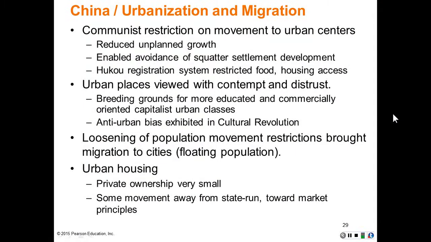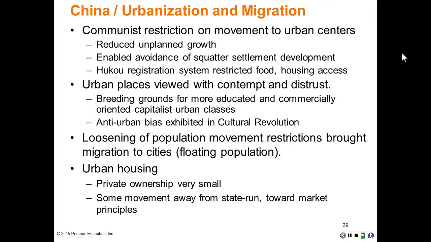China, urbanization and migration. Communist restriction on movement to urban centers was in place early on. It reduced unplanned growth, enabled China to avoid the squatter settlement and development of squatter sites and shanty towns that was seen in much of the rest of the developed world. The Hukou registration system restricted food and housing access of people to the region in which they resided and prevented much of the migration because people were unable to obtain housing and food through normal channels of government control.